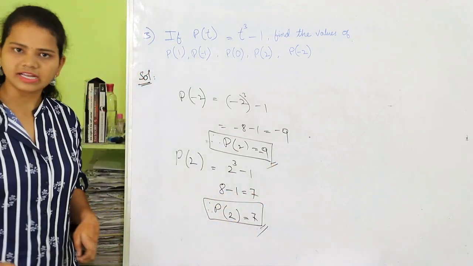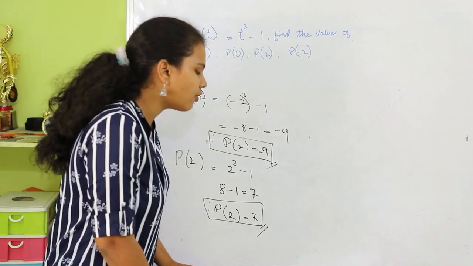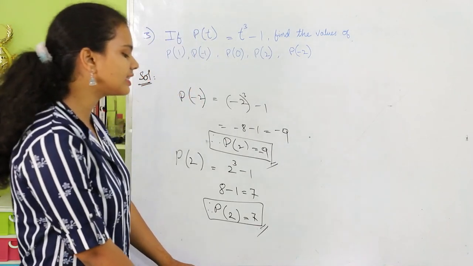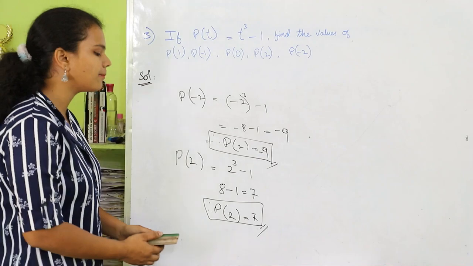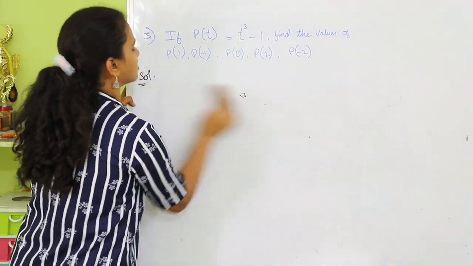Clear? This is how we will be solving the third one. Now we are done with the third one. The fourth one: check whether minus 2 and 2 are the zeros of the polynomial. So they have given a polynomial x power 4 minus 16.